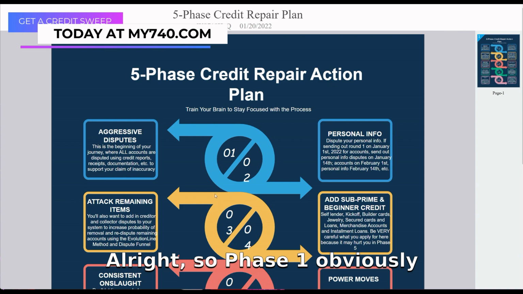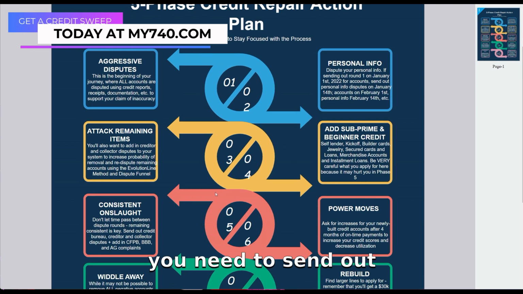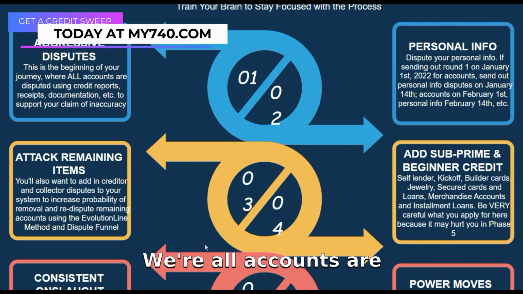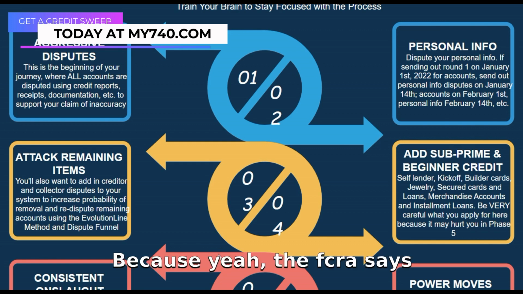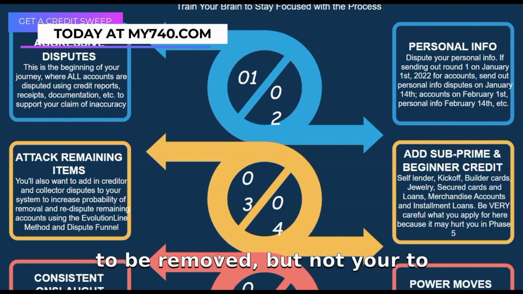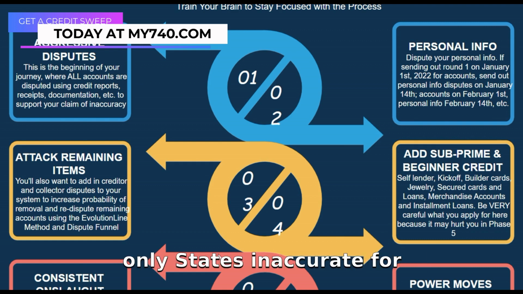All right, so Phase 1, obviously you need to send out aggressive disputes, right? So this is the beginning of your journey where all accounts are disputed using credit reports, receipts, documentation, etc. to support your claim of inaccuracy. And remember, with factual-based disputes, inaccuracy is the key because yeah, the FCRA says unverified needs to be removed and incomplete needs to be removed, but Metro 2 only states inaccurate for the reason. So obviously we're going with what the bureaus say, okay?